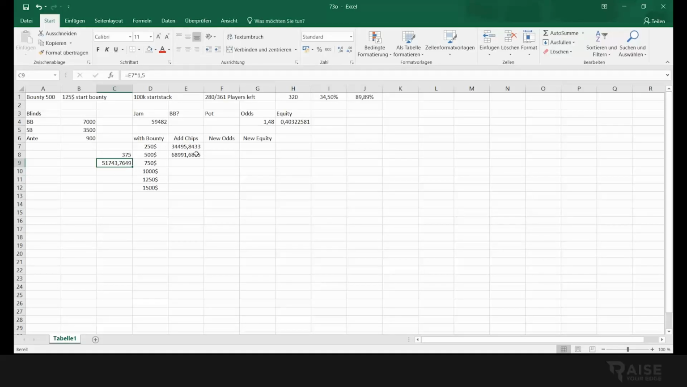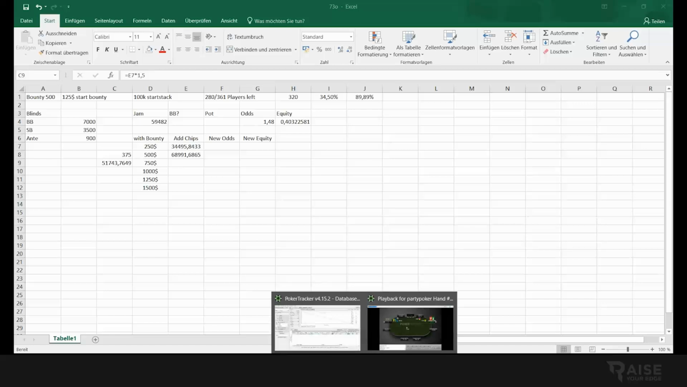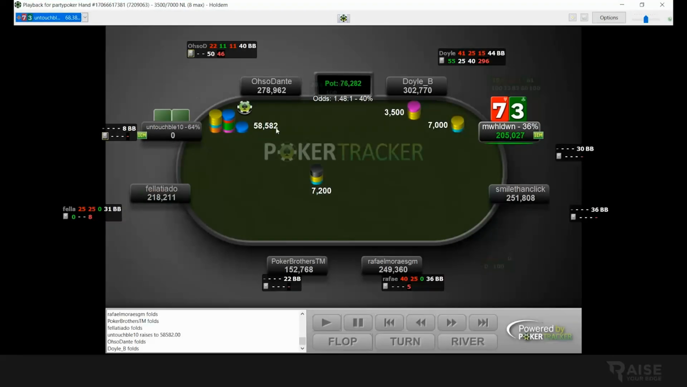I don't know if you remember if he won more than one bounty, or if he had a start bounty. I don't know. So we can just shortly look at the situation again. Do you remember if the player had the start bounty or more than a start bounty?